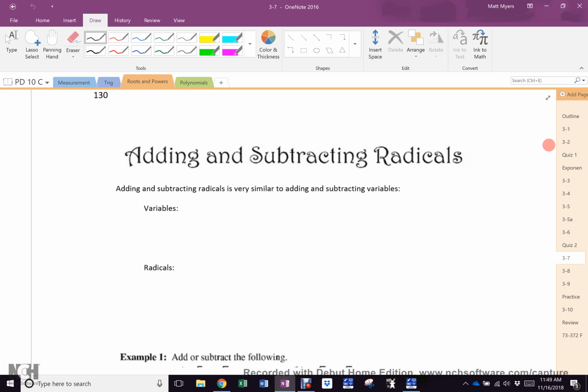Adding and subtracting radicals is very similar to adding and subtracting variables. You already know how to add and subtract variables, so therefore, you already know how to add and subtract radicals, yes? Of course you do.